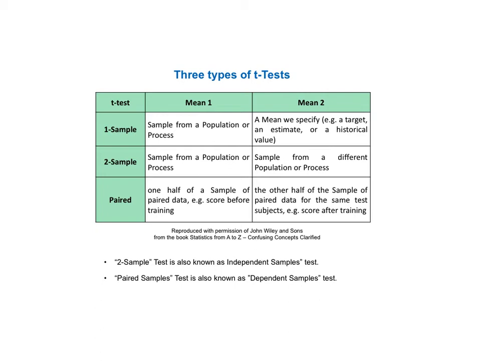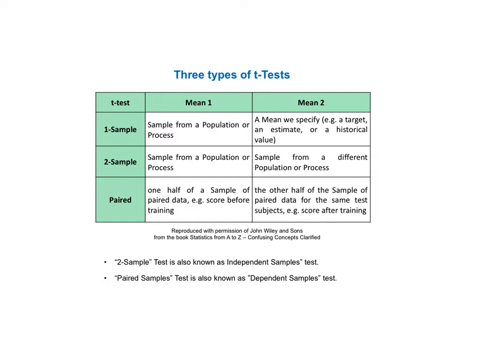In a two-sample t-test, we compare the means of samples from two different populations or processes. For example, the test results from two different products. The third type of t-test is the paired t-test. The mean of one sample of paired data is compared to the mean of another sample of the pair. The best example of this is before and after. We take the same test subjects, say call center workers, and compare their productivity before and after training.